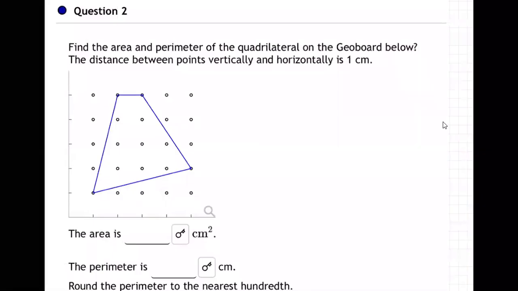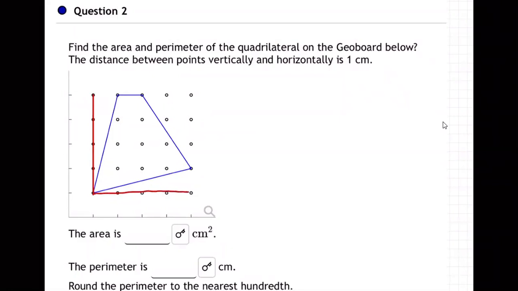Okay, so they want us to find the area and perimeter of the quadrilateral. So we have this quadrilateral in the middle, and we're supposed to find the area and perimeter. So again, the best way, I'm just going to do area first. The best way is to make a rectangle around the shape. So I'm going to do that.